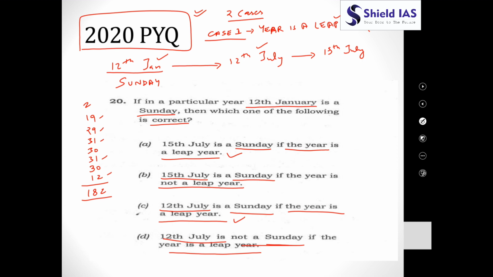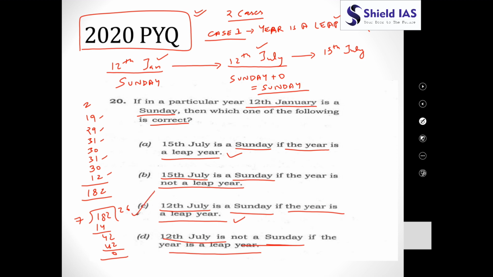So always divide this 182 by 7. This is what we have learnt. Yes. So 7 2s are 14, 7 26s are 182. So the remainder comes out to be 0. Yes. So if a particular year is a leap year, then on 12 July it would be what? Sunday plus 0. Yes, because the remainder comes out to be 0, means there is no change, and on 12 July it would be a Sunday. So okay, in this you have got the right answer as C.